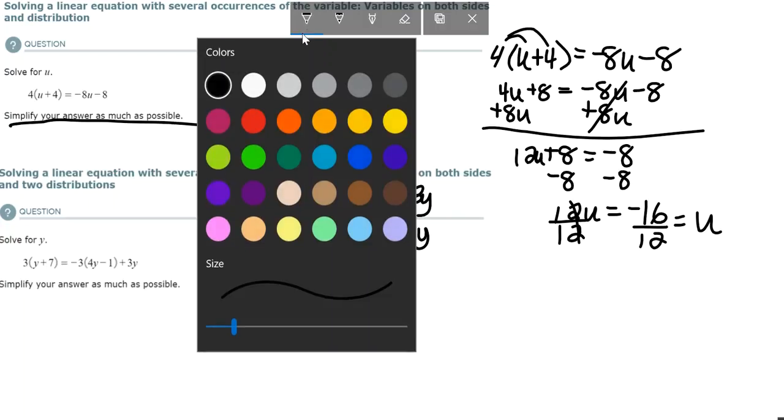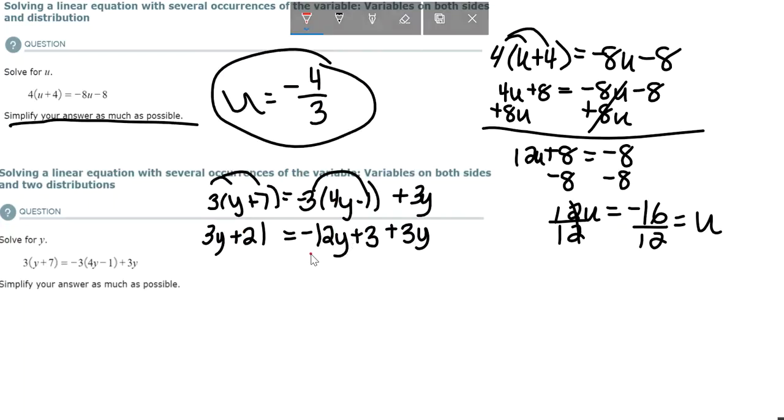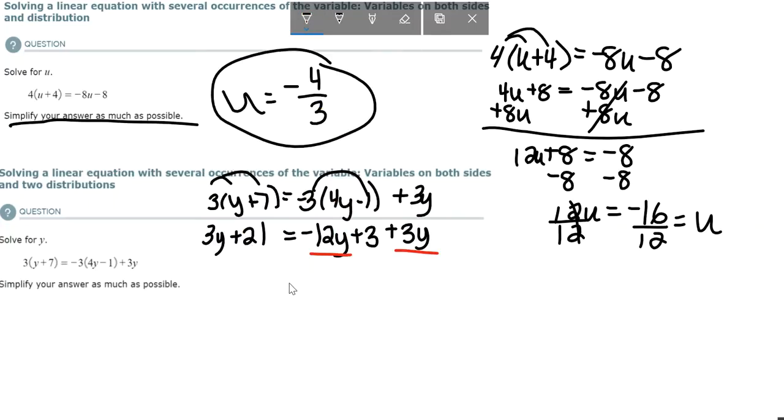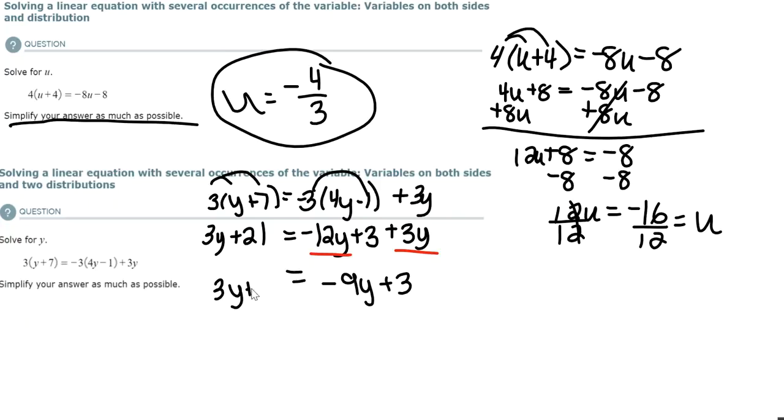Now I have terms that can combine, the negative 12y and the positive 3y here, so I'm going to actually simplify first before moving on. So when I combine negative 12y with positive 3y, that gives me negative 9y plus 3 on the right, and then 3y plus 21 on the left. So it took a little bit longer, but now we're back to an equation with variables on both sides.